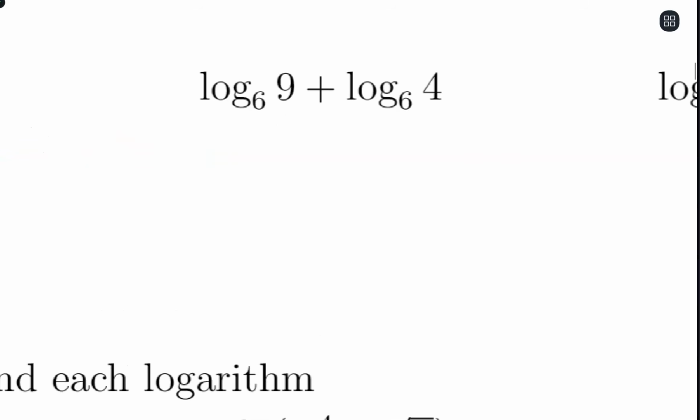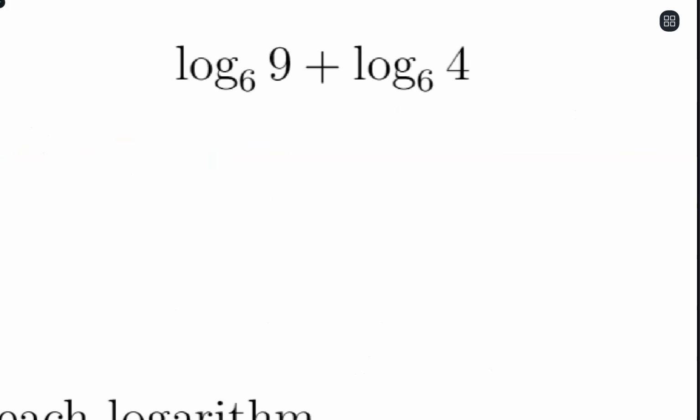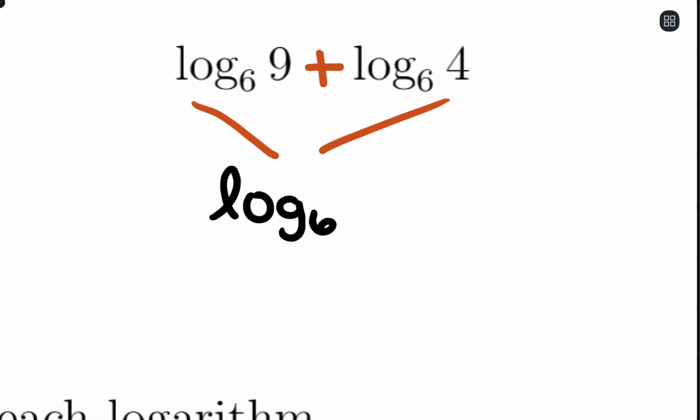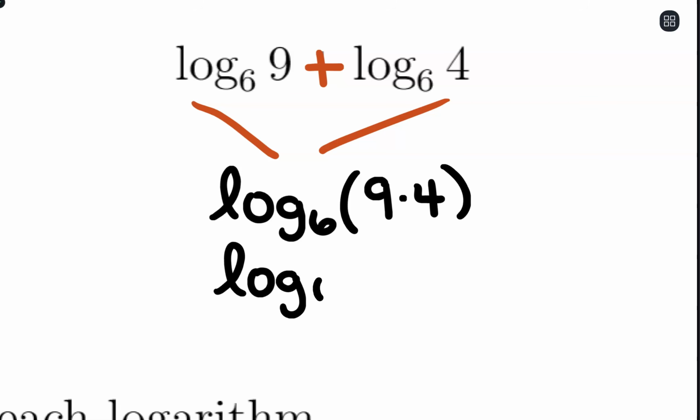All right. How about log base 6 of 9 plus log base 6 of 4? So this is addition between 2 logarithms. What we can do is condense this using the product property. So condense it to log base 6 of, and then it'll be multiplication, so we'll have 9 times 4. So we're taking log base 6 of 36.